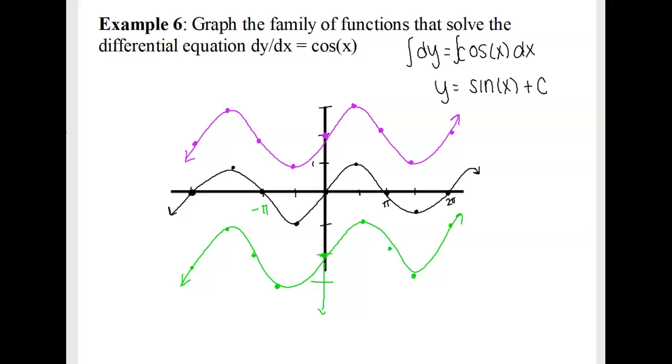So without an initial condition, we don't know which of these 3 sine graphs we've created using our antiderivative. So the sine graph could be the purple, it could be the black, it could be the green, and it could be an infinite number of other sine graphs as well.